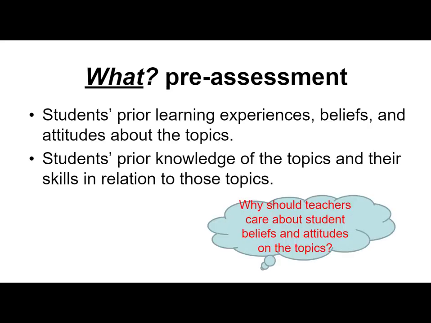The what in pre-assessment deals with looking at students' prior learning experiences, beliefs, and attitudes towards the topic, and students' prior knowledge of the topics and their skills in relation to those topics. So looking at the what is really the first place where we start. We want to identify students' prior skill sets and knowledge and begin with the current unit of design and then design backwards to identify the prerequisite knowledge and skill sets needed for students to do well.